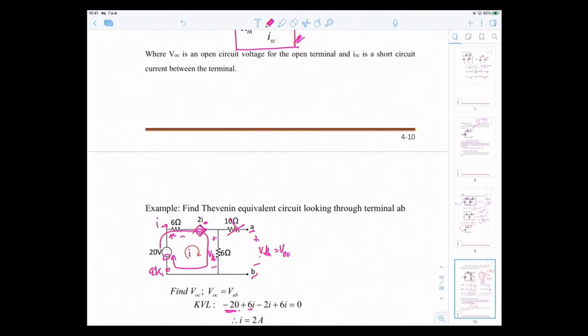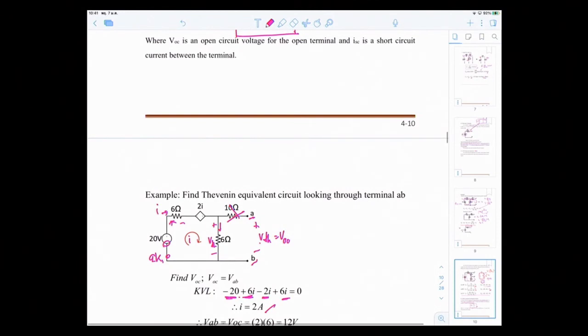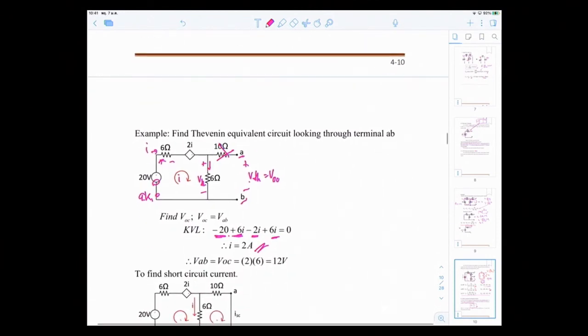Starting from here, you see minus 20 plus 6I. There's a minus sign right there, so minus 2I, and then plus 6I again, the voltage drop across the 6 ohm. Therefore I is equal to 2 amps. Then your VTH, the voltage drop across the 6 ohm, is 6 ohms times I, which is 2 amps, so 12 volt. This is your open circuit voltage.